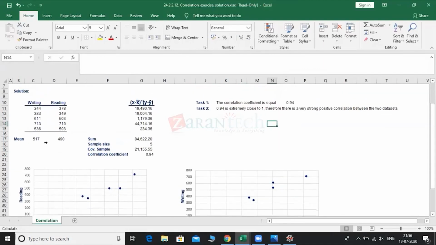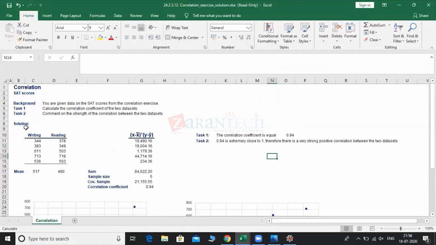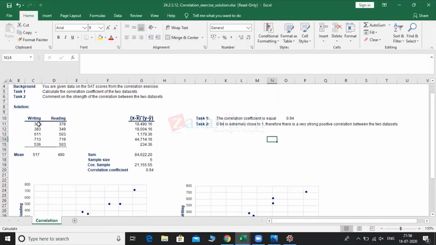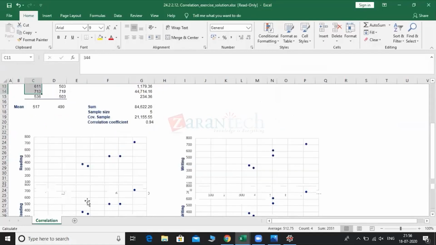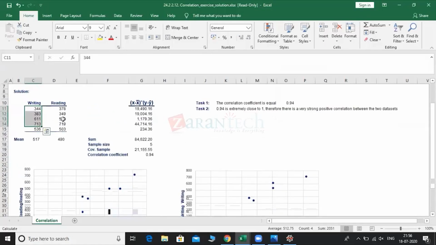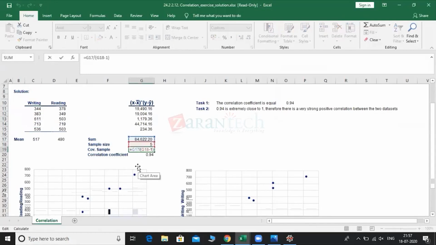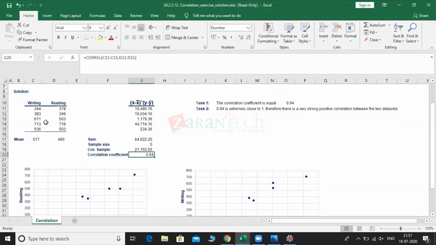Now look at a similar kind of data set, like SAT scores. Initially we just plotted this on a scatter plot. But now let's have a look whether there is a relationship between reading and writing: if a person's reading score is increasing, his writing score is also increasing. We can calculate the covariance the same way. But if you take the correlation coefficient, wherein you divide by the standard deviation of both these numbers, it becomes 0.94.